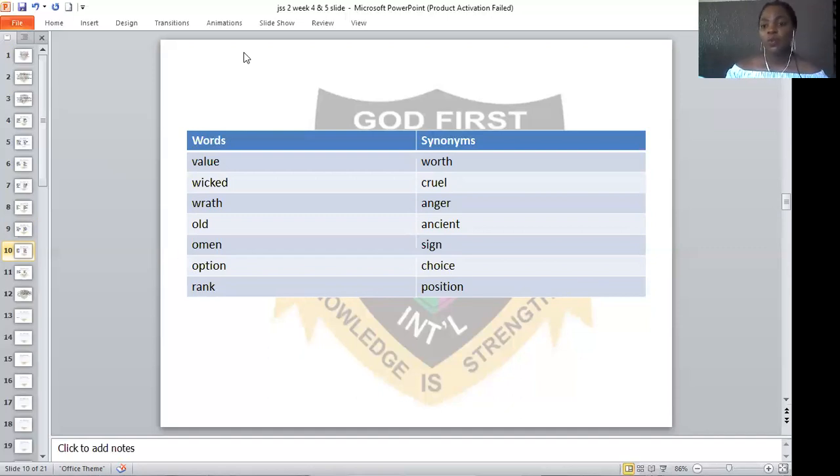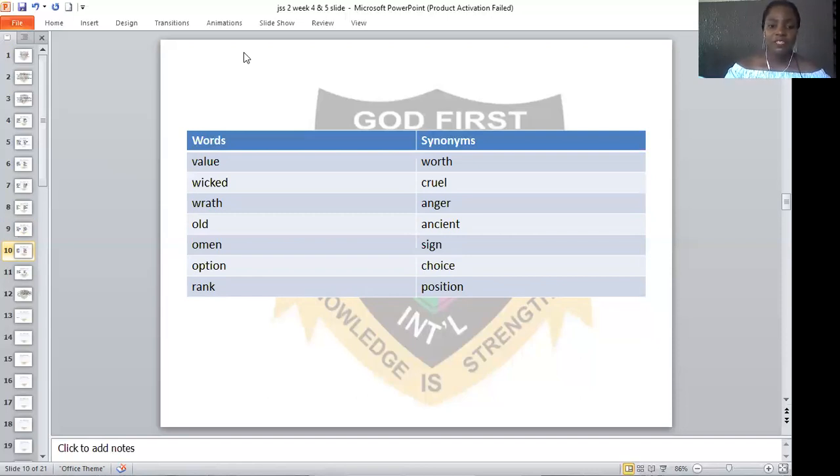Wicked. She's a very wicked woman. Cruel is the synonym for wicked. You can say she's a very cruel woman. Wrath. Anger is the synonym for wrath.